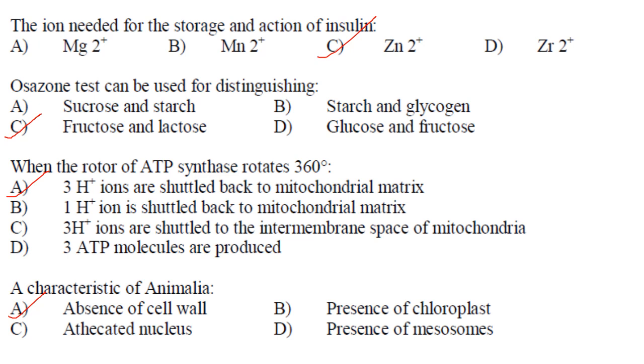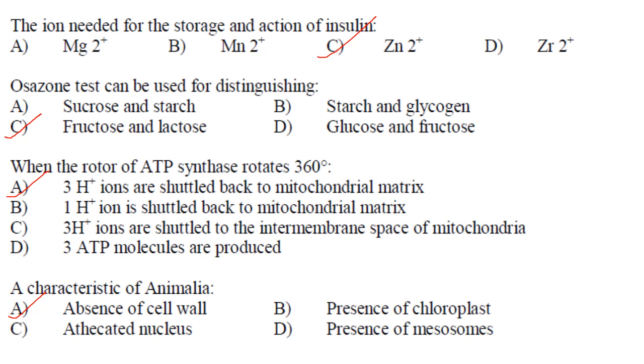So first is sucrose and starch. Sucrose is non-reducing and starch is also a non-reducing sugar, so the Osazone test cannot be used for distinguishing them. Then starch and glycogen. Glycogen is a polysaccharide, so it is not used to detect by the Osazone test. Then fructose and lactose. Fructose will give needle shaped Osazone and lactose will give cotton ball or powder puff shaped Osazone. So fructose and lactose can be distinguished by the Osazone test.